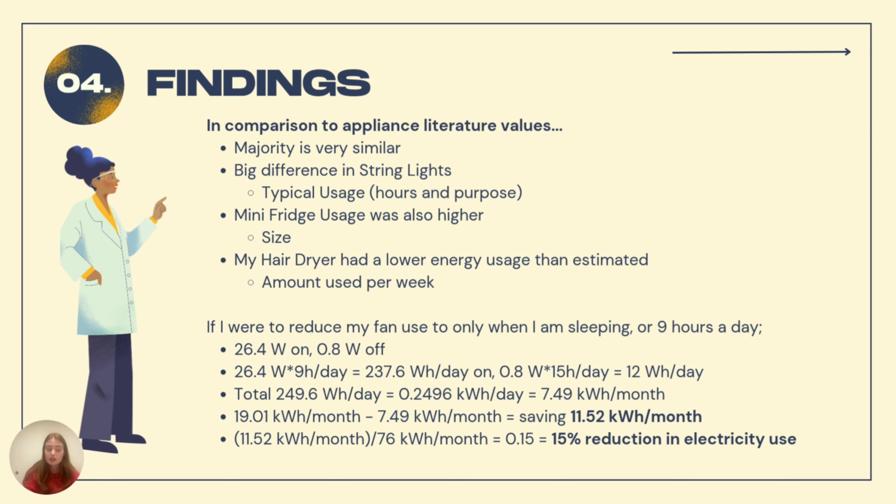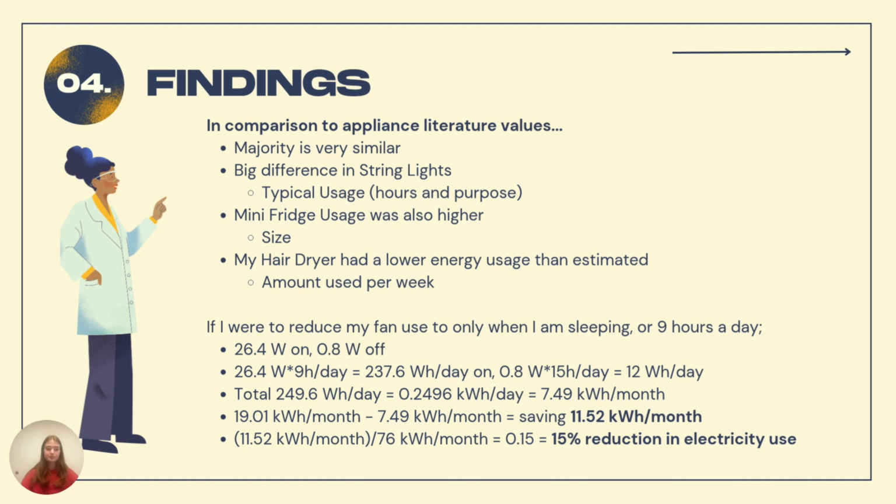In comparison to the literature values for appliances, majority very similar. One big difference is the string lights, which is likely because we keep them on for so long. Another is the mini fridge, which I think is because our fridge is a very big mini fridge. And lastly, the hairdryer had a lower energy usage. I think this is because I don't use my hairdryer that much during the week, only about 2 to 3 times a week.